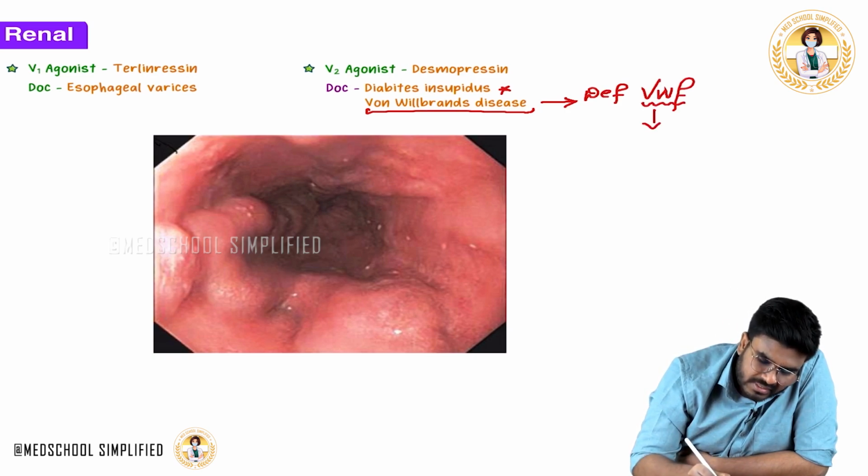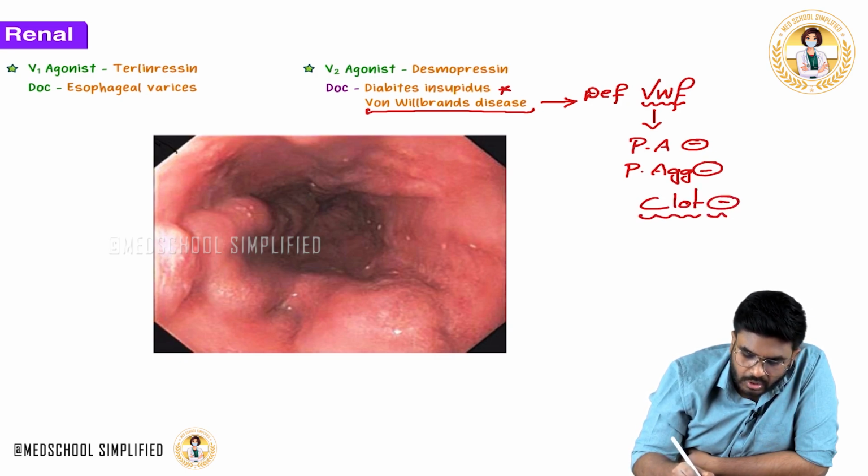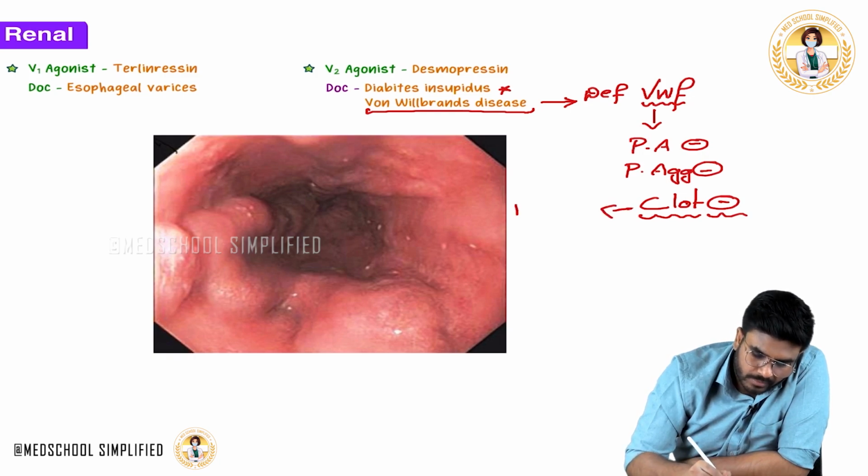When the von Willebrand factor is deficient, platelet adhesion does not occur. Whenever the platelets are not adhering, platelet aggregation does not occur. So at the end of the day, clots are not going to form. Okay, so clot formation is not going to happen. Whenever the clots are not forming, what happens? There will be more bleeding.